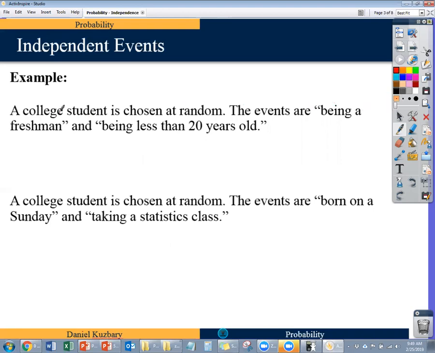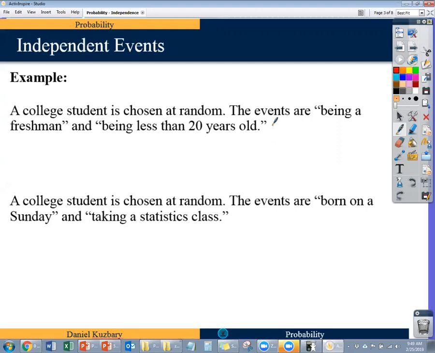So here are two events. We're picking a college student out of a group at random, and the events we're interested in are the student being a freshman and being less than 20 years old. So the question is, are these two events independent? Another way of asking that is, if you know that you have a freshman, does that affect the chance that the person is less than 20 years old?